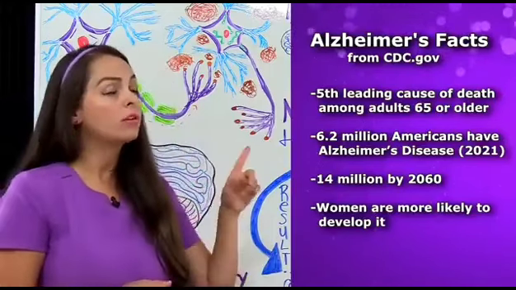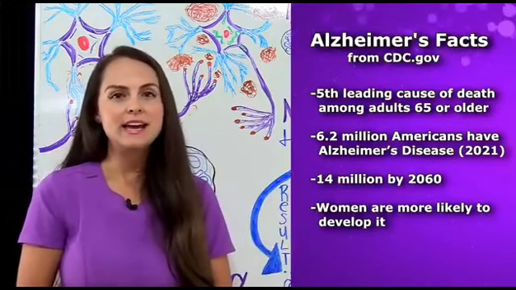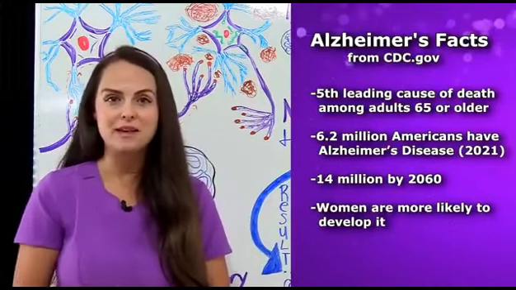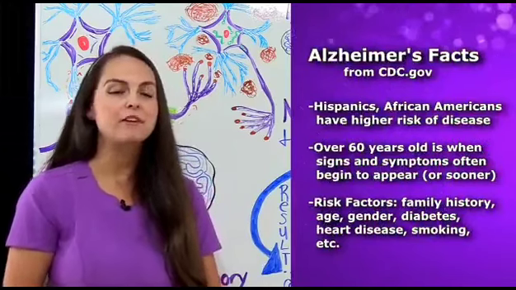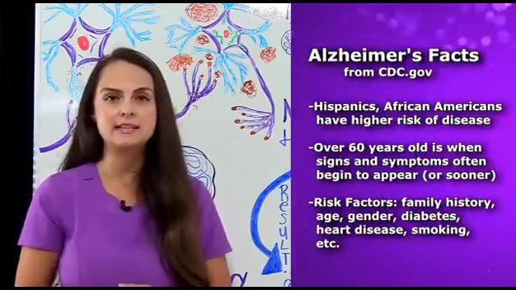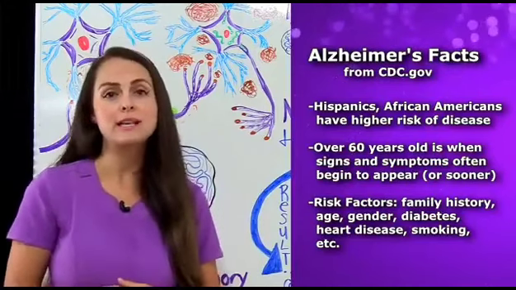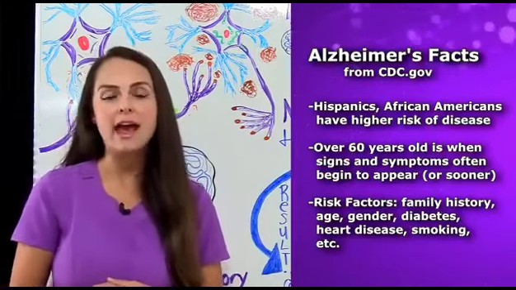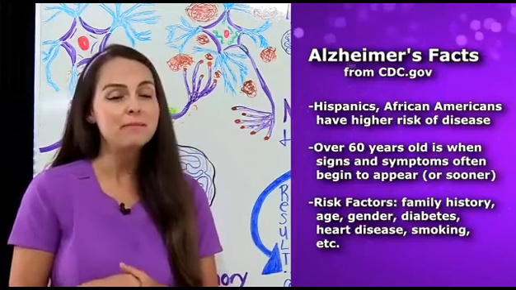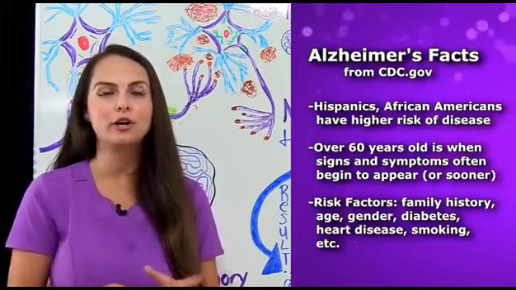Now, women are more likely than men to develop Alzheimer's disease, and the reason for this, they say, is because women tend to live longer than men. Hispanics and African Americans tend to have a higher risk for developing this disease. In regards to signs and symptoms, most patients don't start showing signs and symptoms until they're over the age of 60. However, in some patients, this is not the case. They may start showing signs and symptoms a lot earlier.